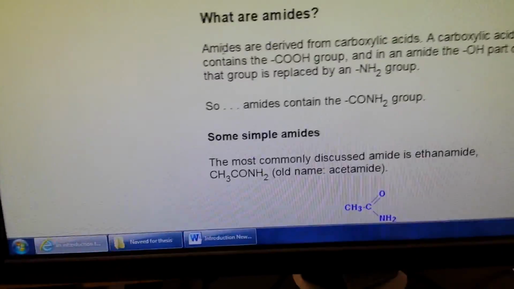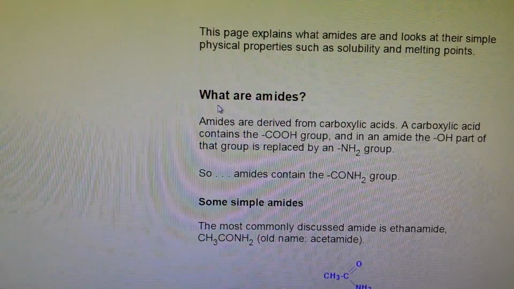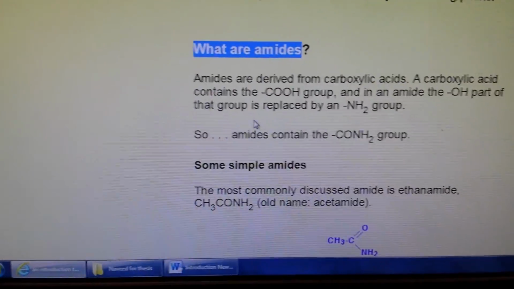Amides. We will study amides, you and me together, and we'll learn amides.